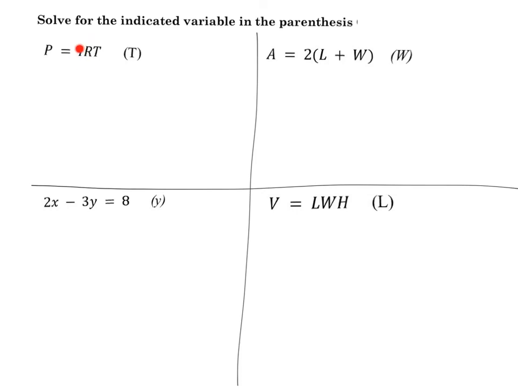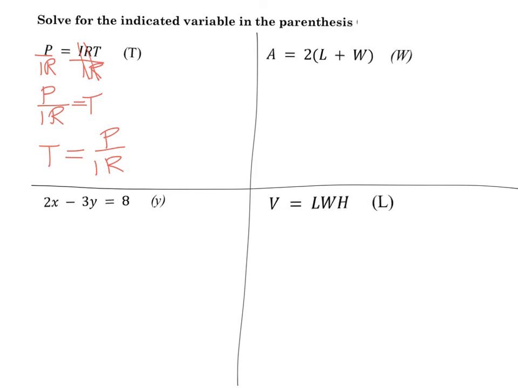So we have I and R to get rid of. This is I times R times T. In order to get rid of I and R, we're going to do the opposite of multiplying. We're going to divide by them. And if we do that on the right, we have to do it on the left. So I end up with T is equal to P over IR. And of course, we always want our variable to be on the left side, so just switching those around.